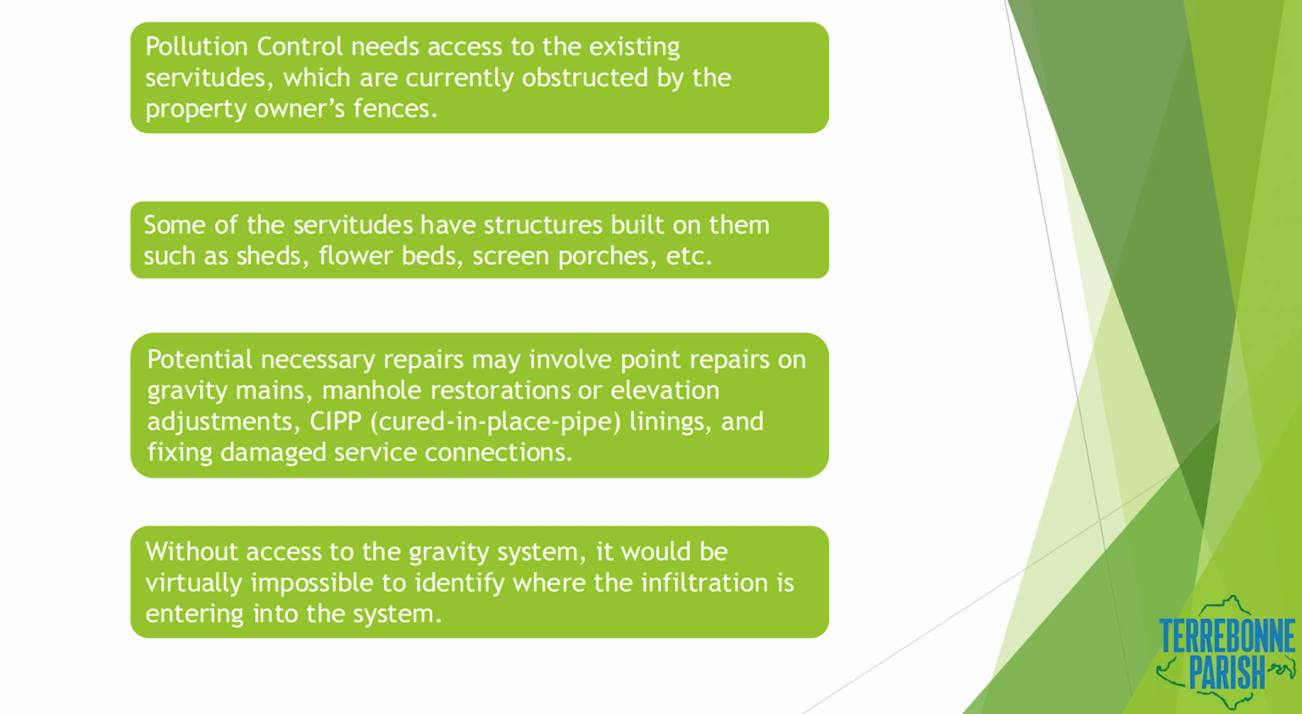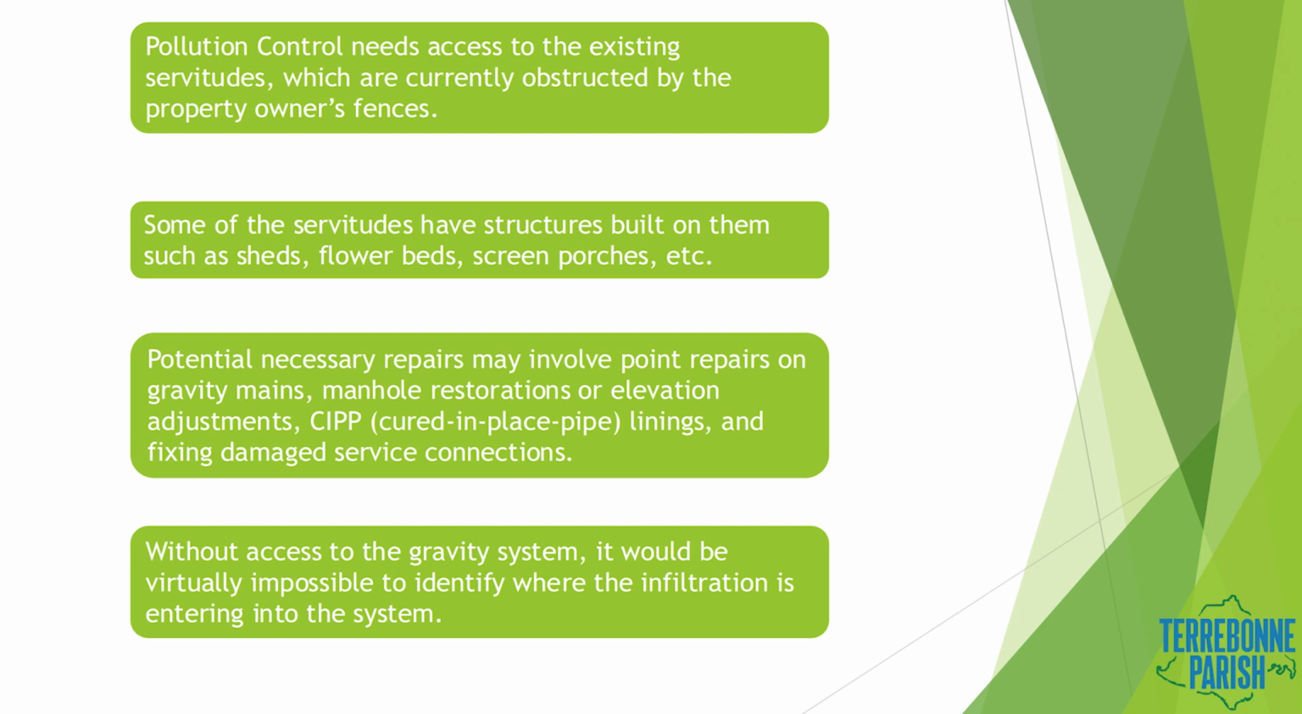So pollution control needs access to the existing servitudes, which are currently obstructed by the property owner's fences. Some of the servitudes have structures built on them, such as sheds, flower beds, screen porches, etc. Potential necessary repairs may involve point repairs on gravity mains, manhole restorations or elevation adjustments, CIPP, which is cured in place pipe linings, and fixing damaged service connections.